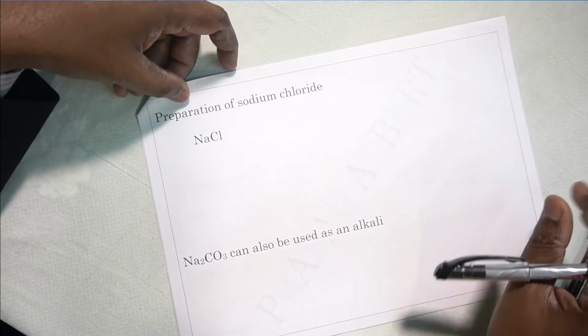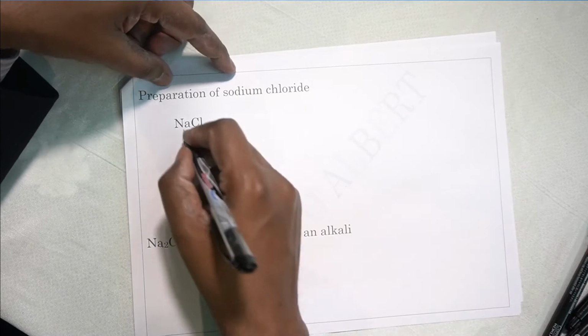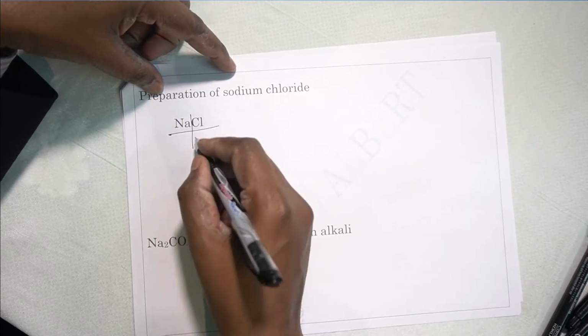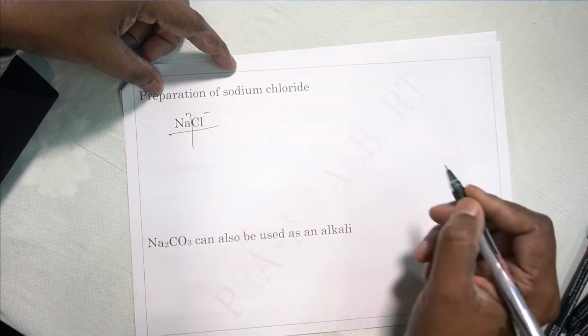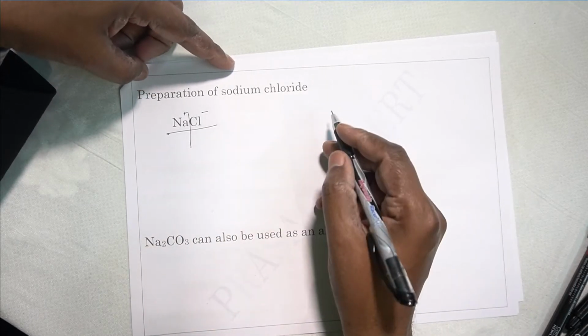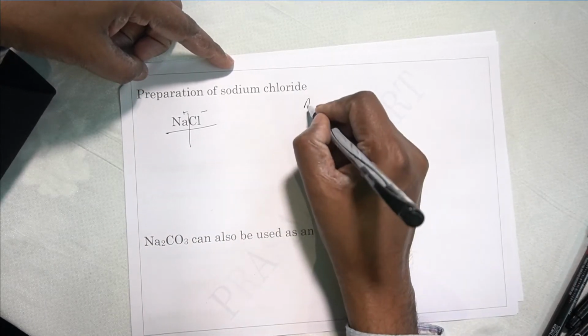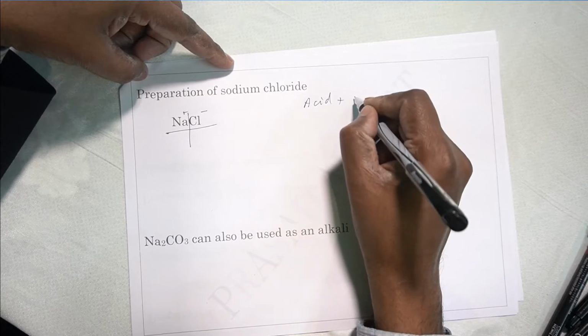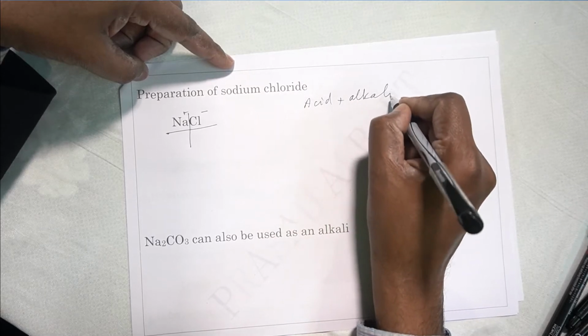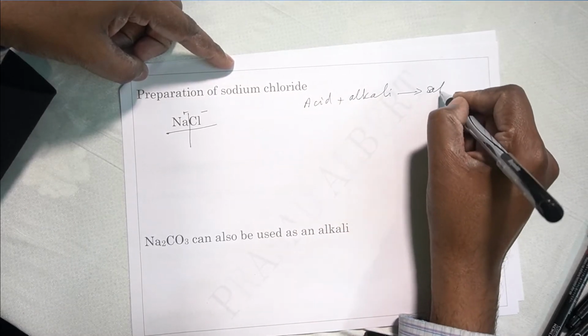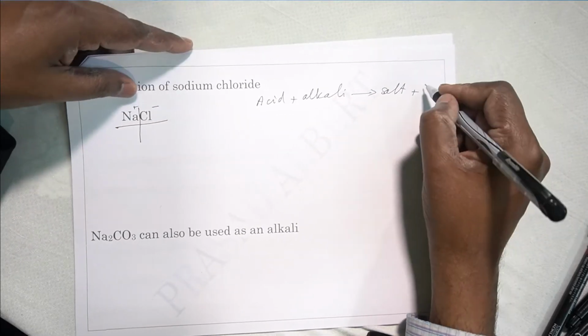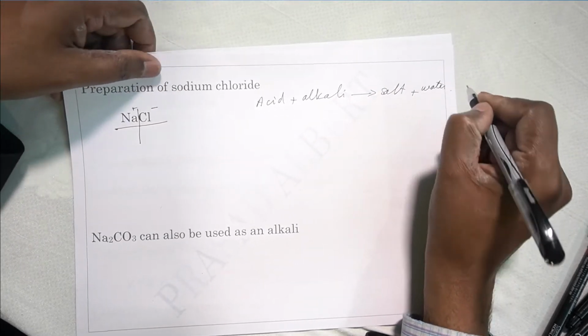First, let us take sodium chloride. Sodium chloride has two ions in it. This is the Na+ ion and this is the Cl- ion. As I said, it's a neutralization reaction. So acid plus base or alkali will give salt plus water. Okay, so this is the reaction.